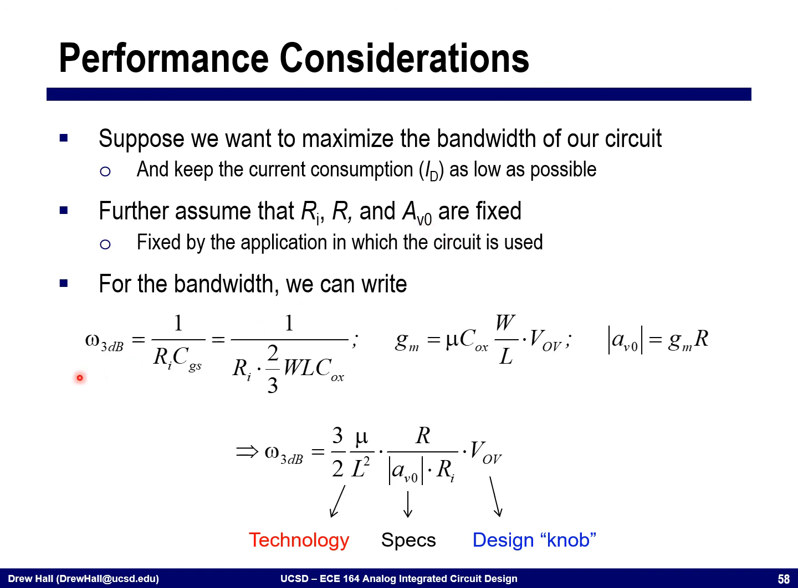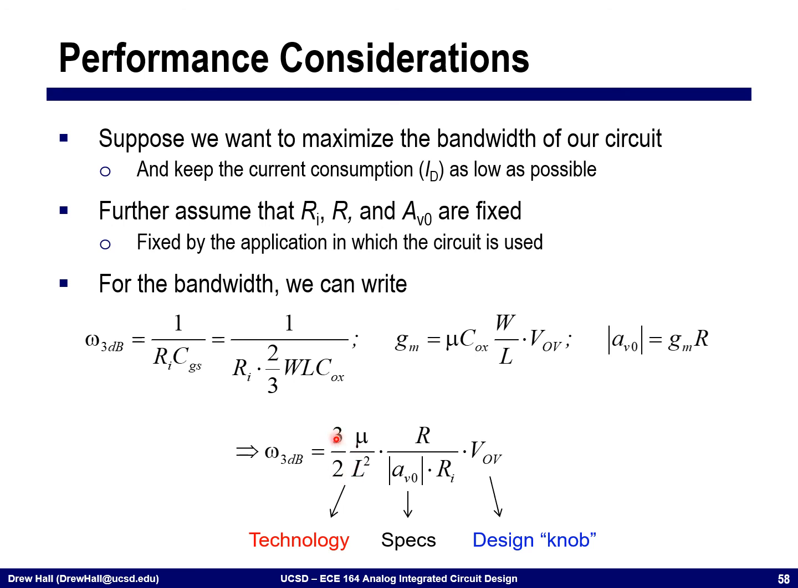Okay? And so what we can show is that we can write the bandwidth as 1 over Ri times CGS. This is the pole at the input. I'm going to start to rearrange these parameters based on things that we can control. CGS we know is 2/3 WL Cox. GM is equal to mu n Cox W over L times VOV. And the gain is equal to GM times R. And so plugging all of these back into this omega 3dB equation, we see an interesting relationship.